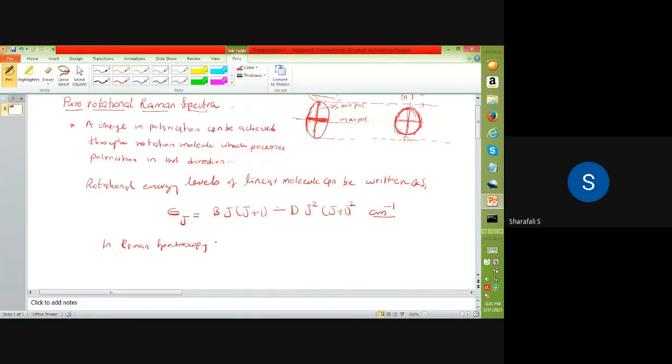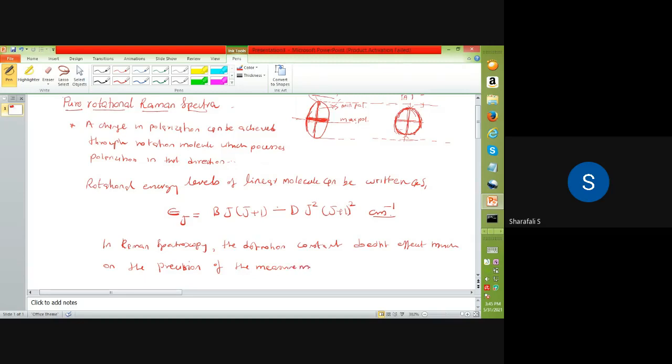So in Raman spectroscopy, the distortion constant does not affect the precision of the measure much.